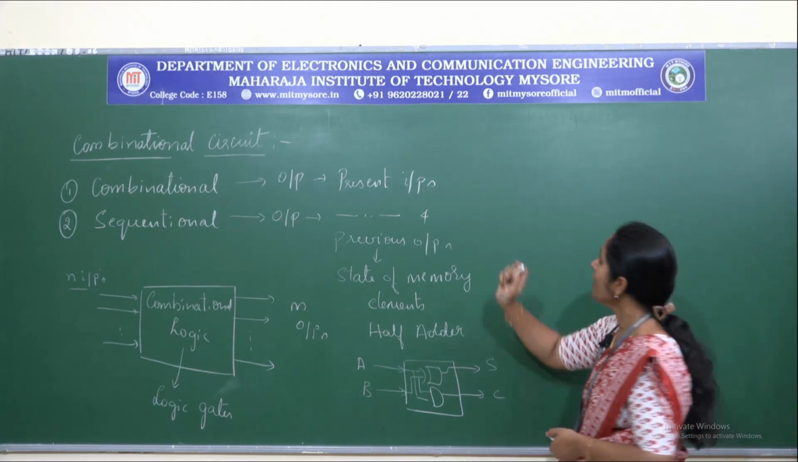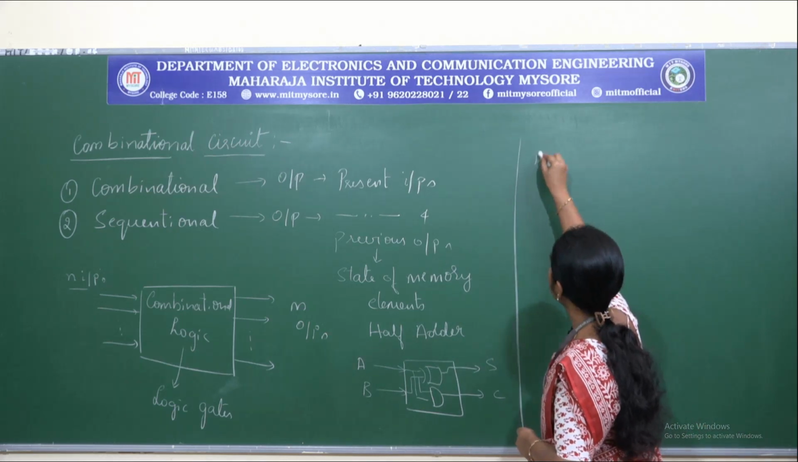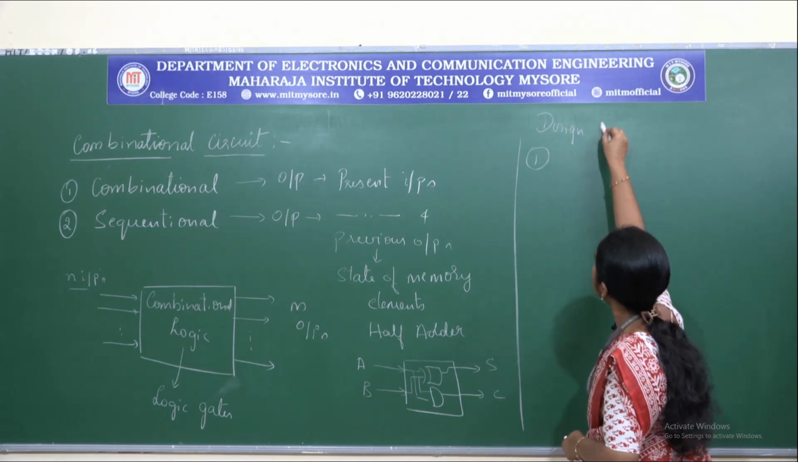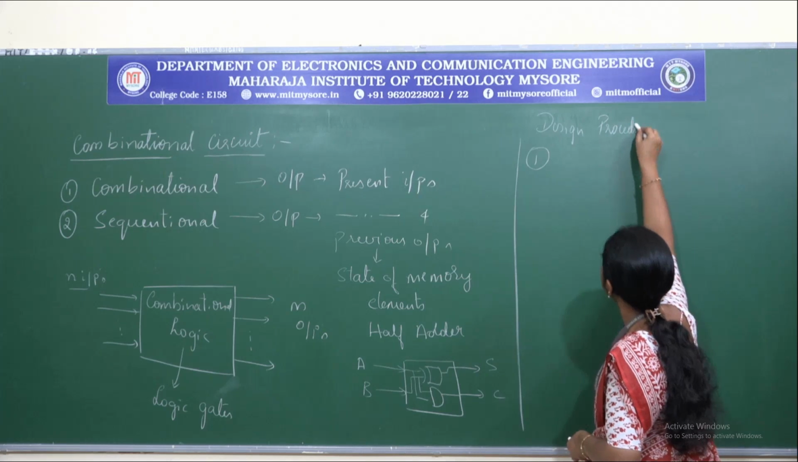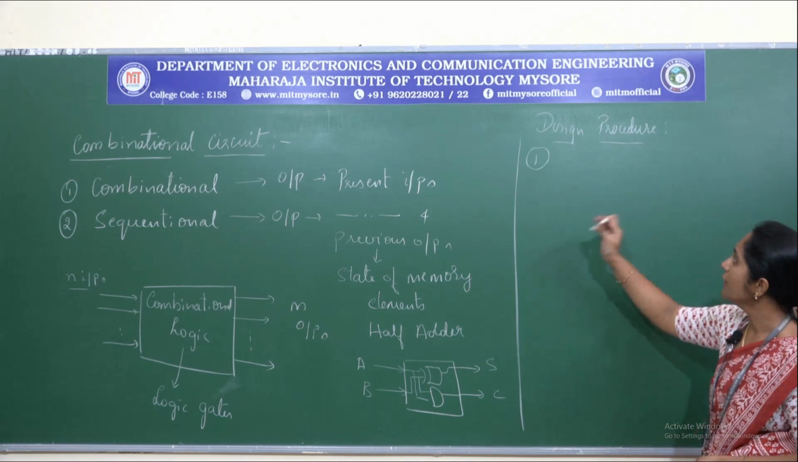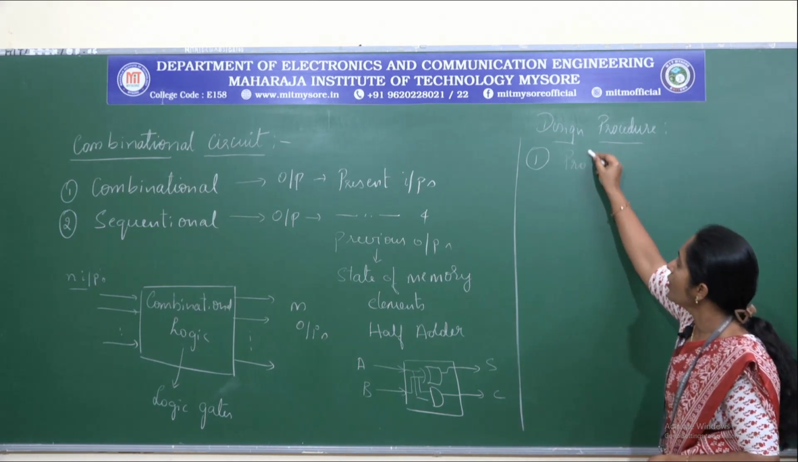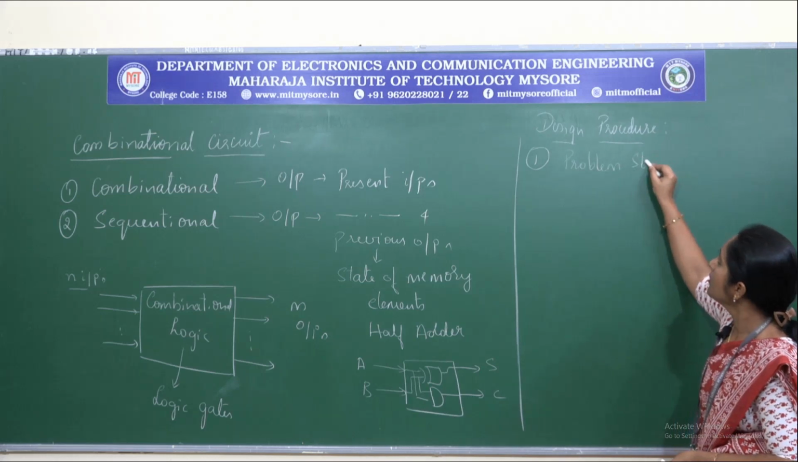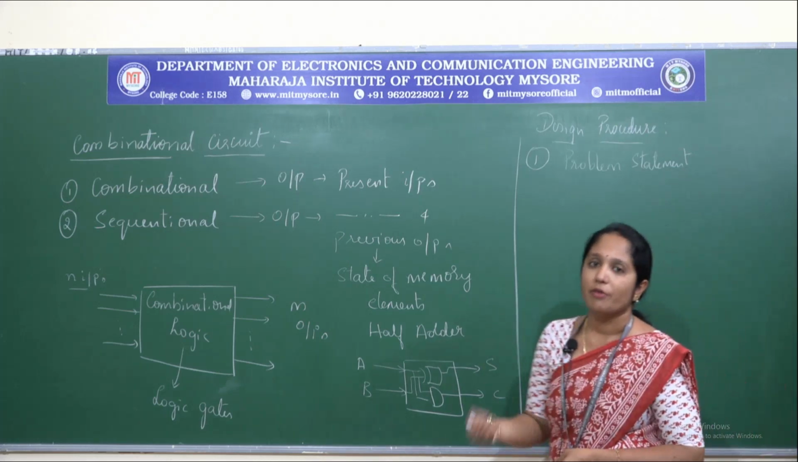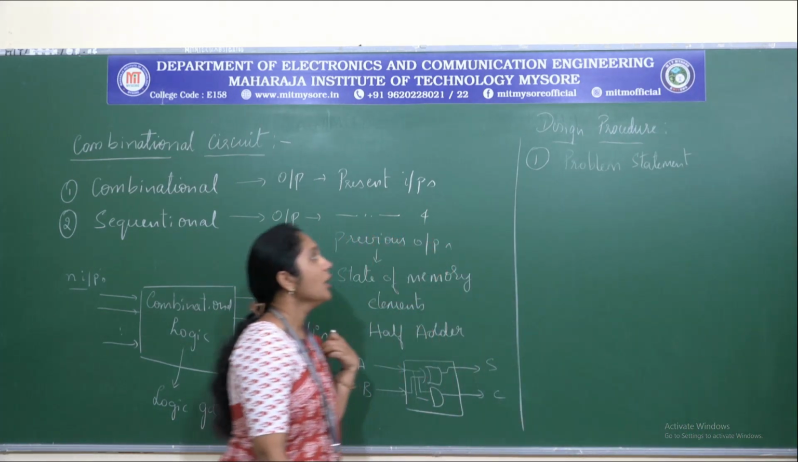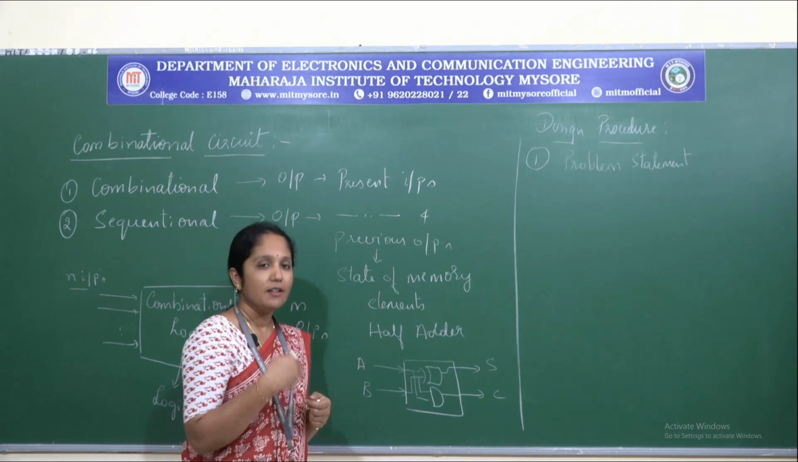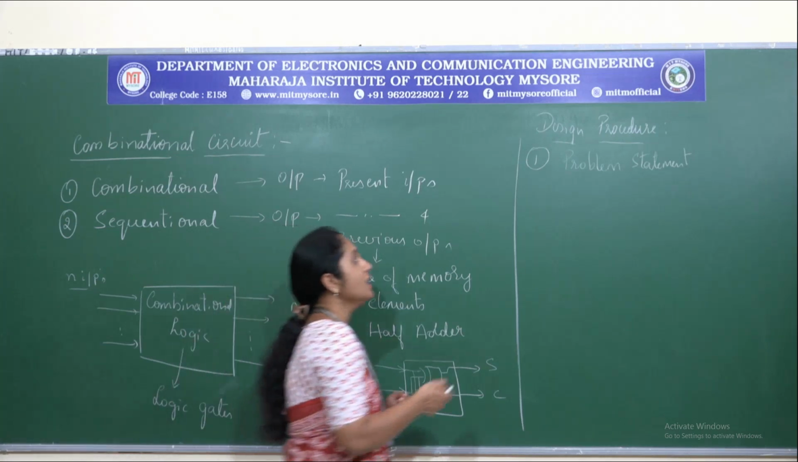circuit. If you consider the combinational logic circuit, the very first step we follow in the design procedure is that we are going to get the problem statement from the customer. Once we get the problem statement, we are going to write the truth table for this problem statement.